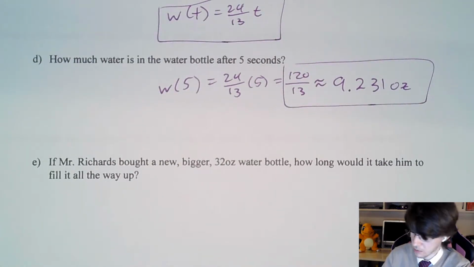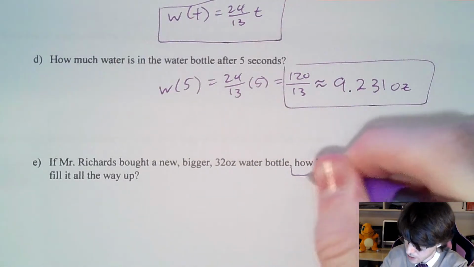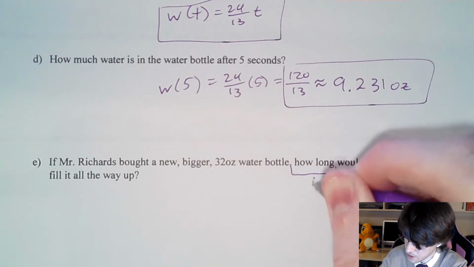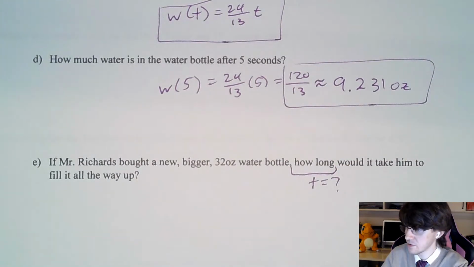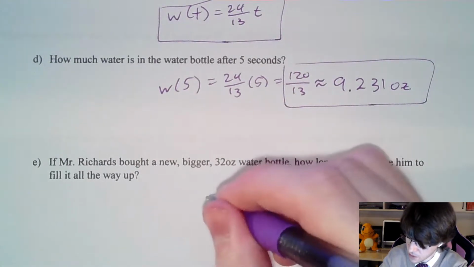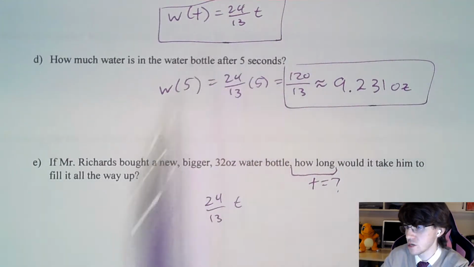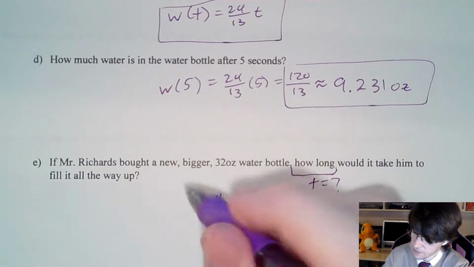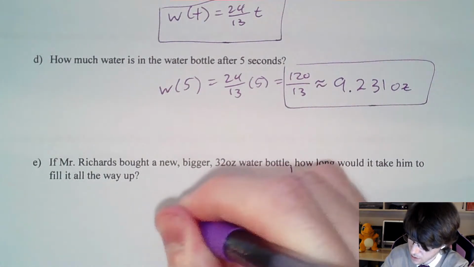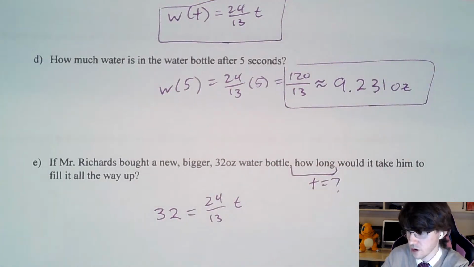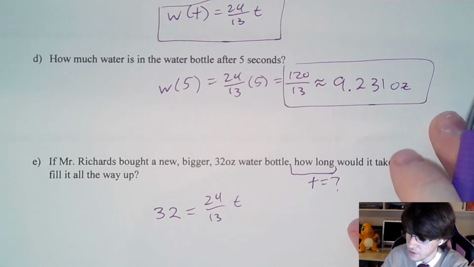If Miss Richards bought a brand new 32-ounce water bottle, how long would it take for him to fill it all the way up? So this is asking us, it says how long. It wants to solve, this is saying t equals what? So if you're solving for t, we know that 24 over 13 t, that part of the equation up there, is going to be solved for, and we are specifically asking how long would it take to fill up a 32-ounce water bottle. So you're making the w of t equal to 32.